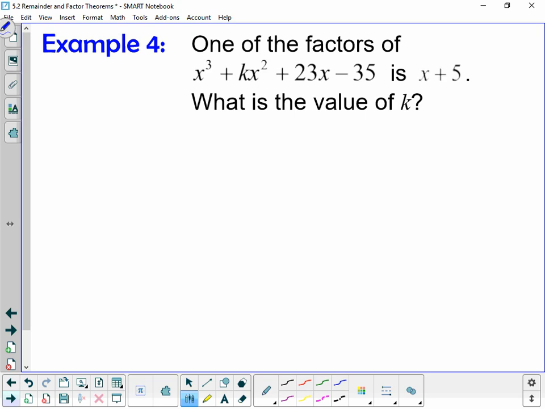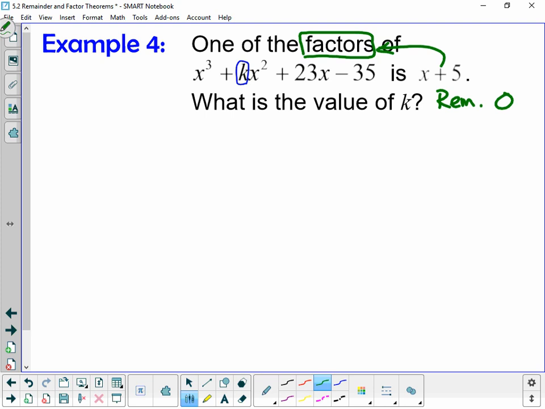Okay, so here we go. One of the factors of x to the third plus kx squared plus 23x minus 35 is x plus 5. Can you figure out what this coefficient has to be? What's the value of k? Well, we know that this is a factor of the polynomial. So what that means is if it was divided by that x plus 5, we should get a remainder of 0.